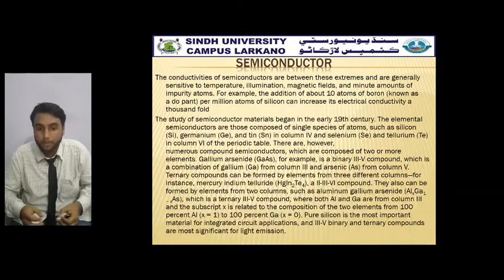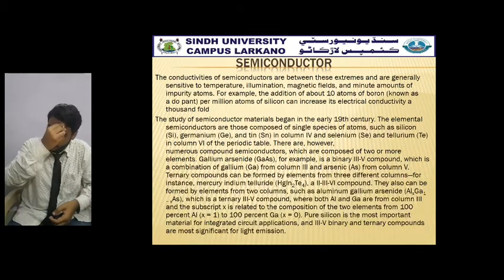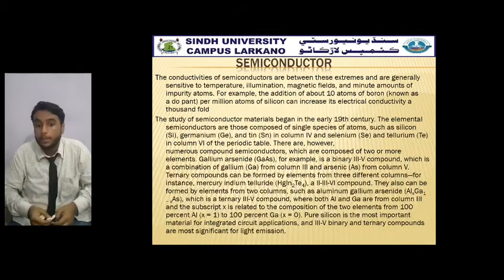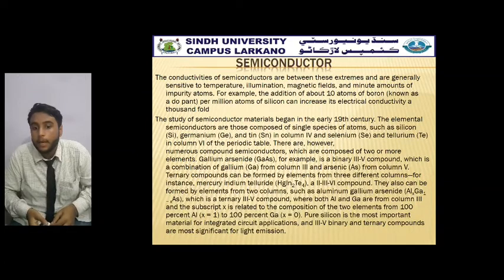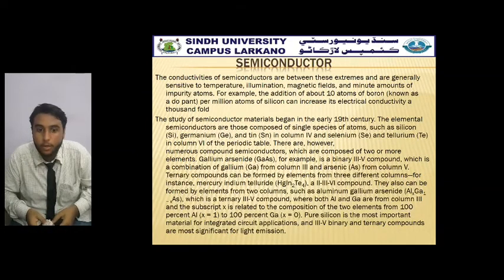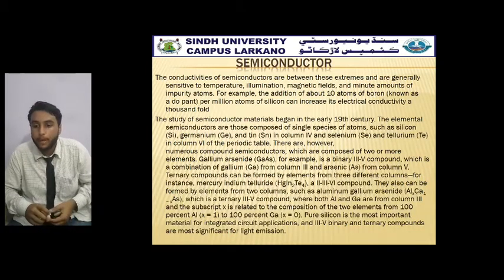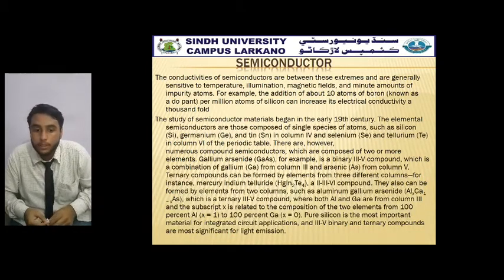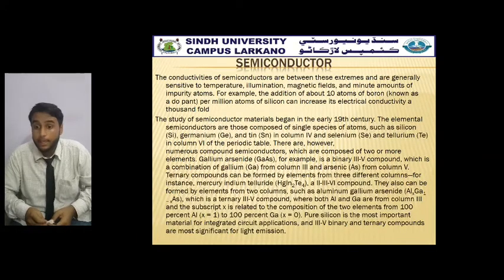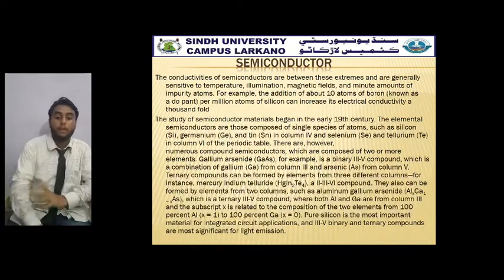The elementary semiconductors are composed of single species of atoms, such as silicon and germanium, in column 4. Selenium and tellurium are in column 6 of the periodic table. There are, however, numerous compound semiconductors composed of two or more elements. Gallium arsenide, for example, is a binary III-V compound, which is a combination of gallium from column 3 and arsenic from column 5.